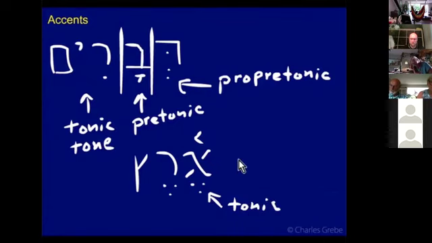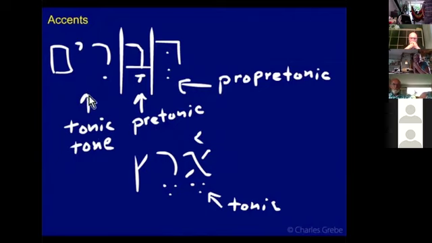And there is no pretonic or propretonic syllable in this word. Syllables that follow the tonic syllable aren't named that I'm aware of. So if you want to find the tonic syllable, it's not the end syllable, it's the one that has the stress on it. Now if you look at biblical Hebrew pointed text, you'll see that there are accent marks. And the accent marks will fall on the tonic syllable.